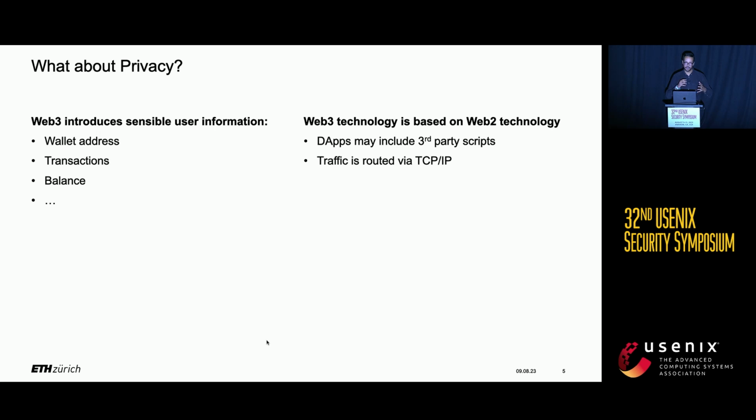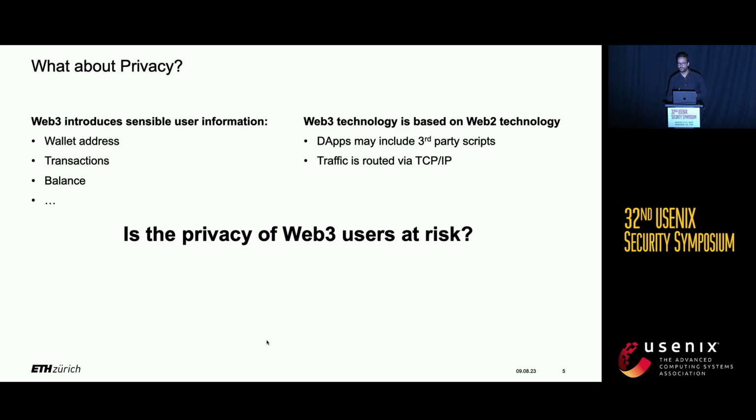And the problem is that Web3 technology is based on Web2 technology. Like I was telling you, these D-apps are nothing else than websites. And those websites can include third-party scripts like advertisers and so on. Also, all the traffic is routed via TCP/IP. This means that when you interact with such a D-app, the D-app sees your IP address. So we were asking ourselves, is the privacy of Web3 users at risk?